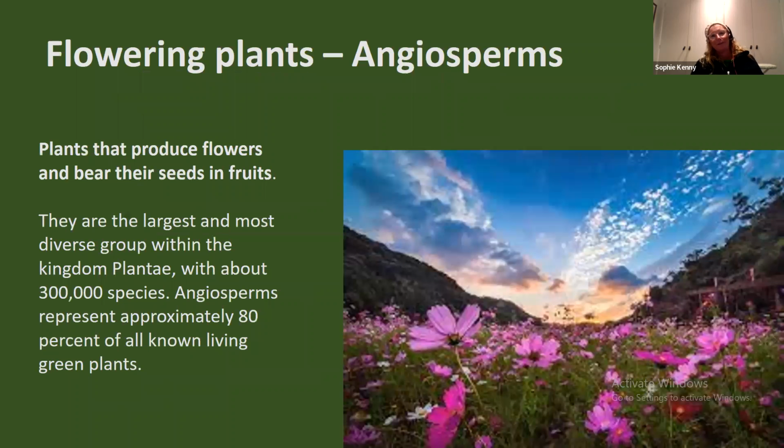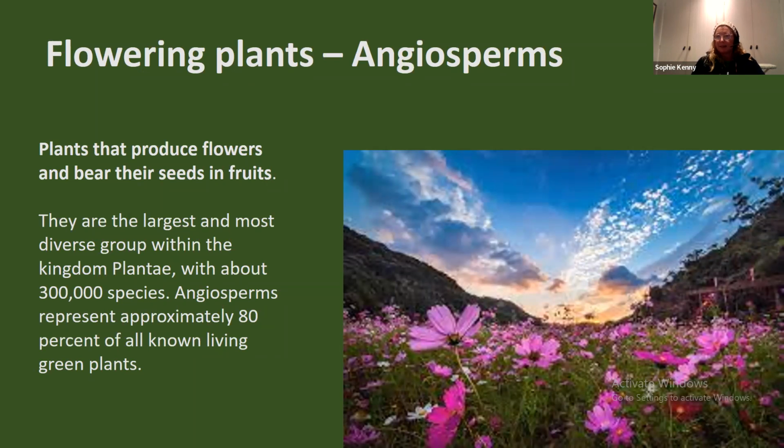And then you've got the wonderful flowering plants that produce flowers. They're called angiosperms, flowers, and bear their seeds in fruit. And these are the largest and most diverse group in the plant kingdom. There's about 300,000 species to date, and they represent about 80% of all known living green plants.